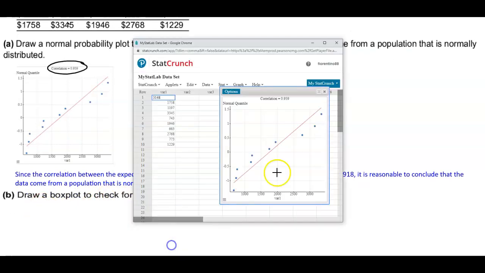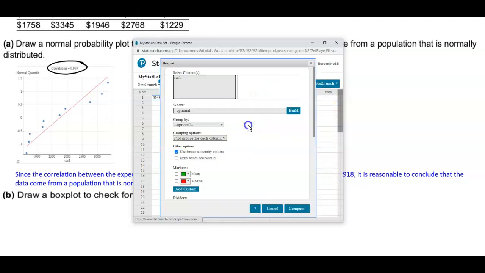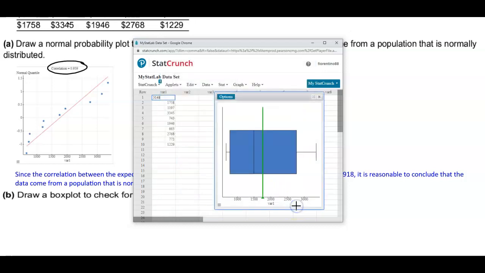Okay, now what we want to do is draw a box plot to check for outliers. So we're going to go back to the data, and we're going to select Graph, and now we're going to go to Box Plot. Select our column. Okay, we want to draw our boxes horizontally, and we want to include the mean. So let's go ahead and compute, and there is our box plot.